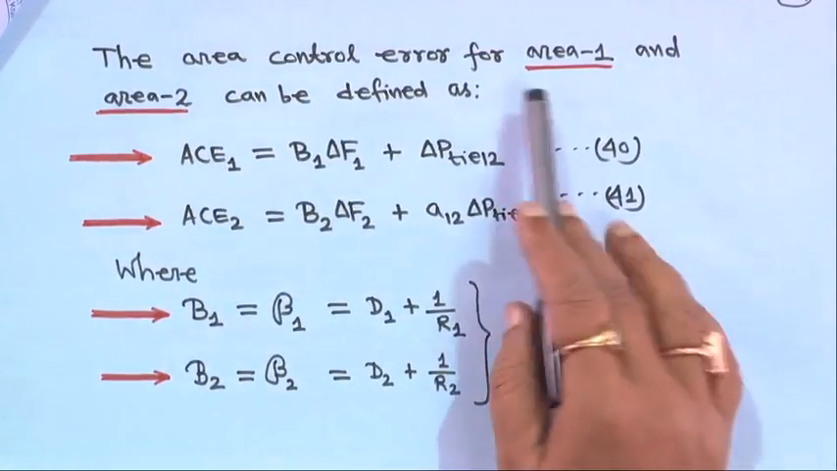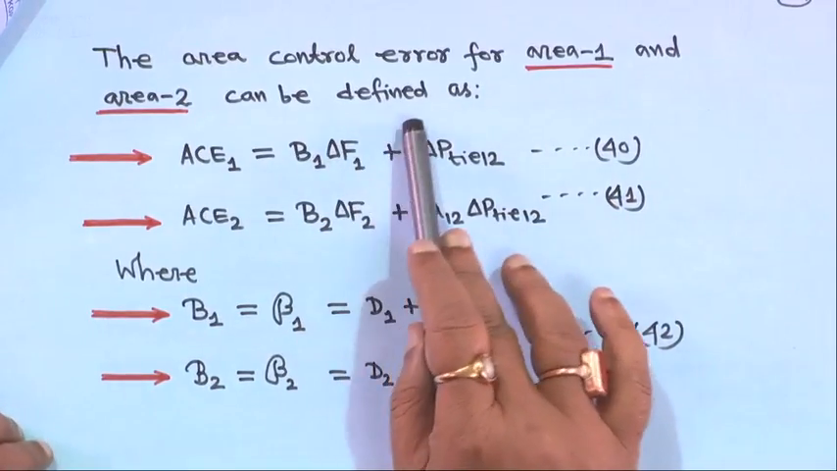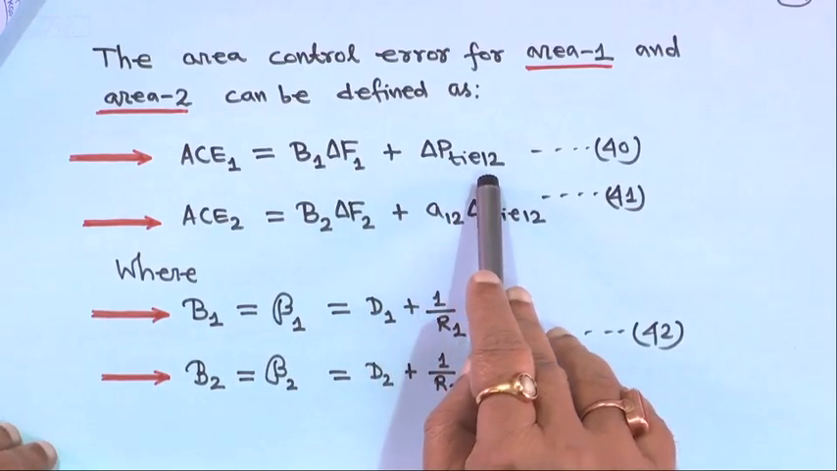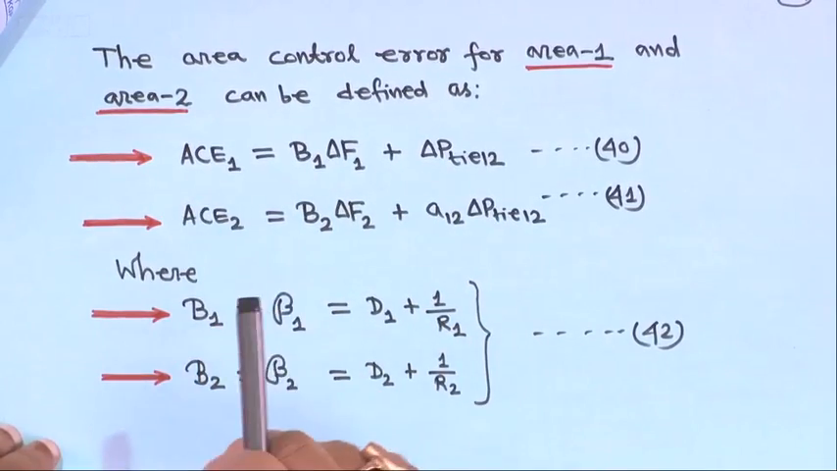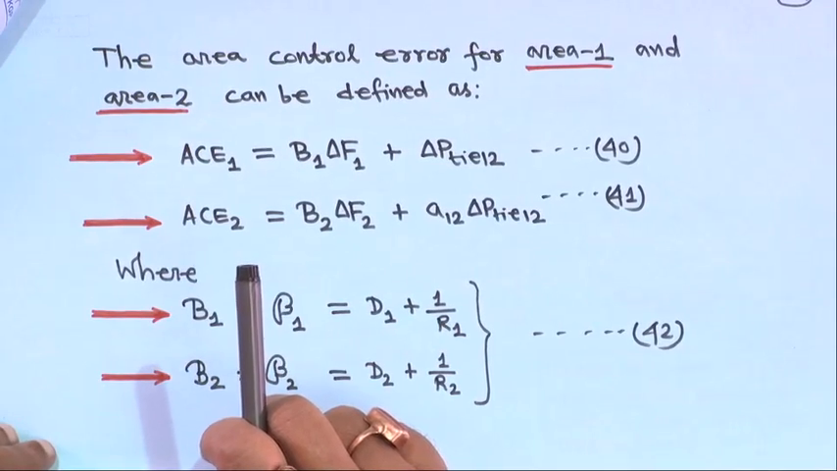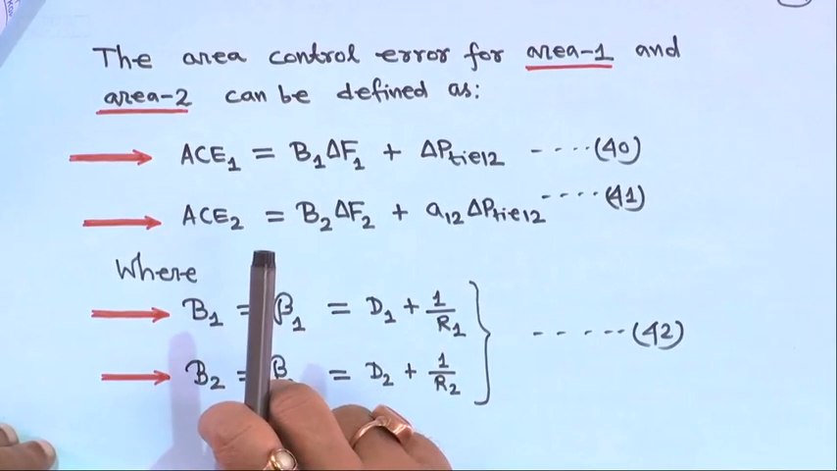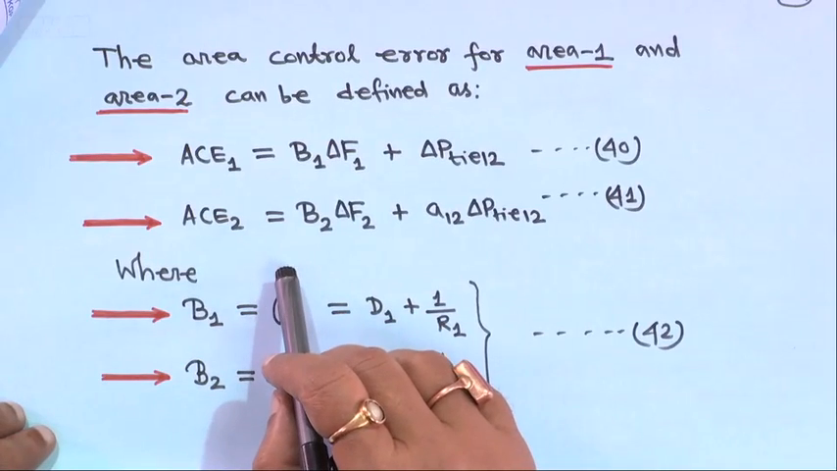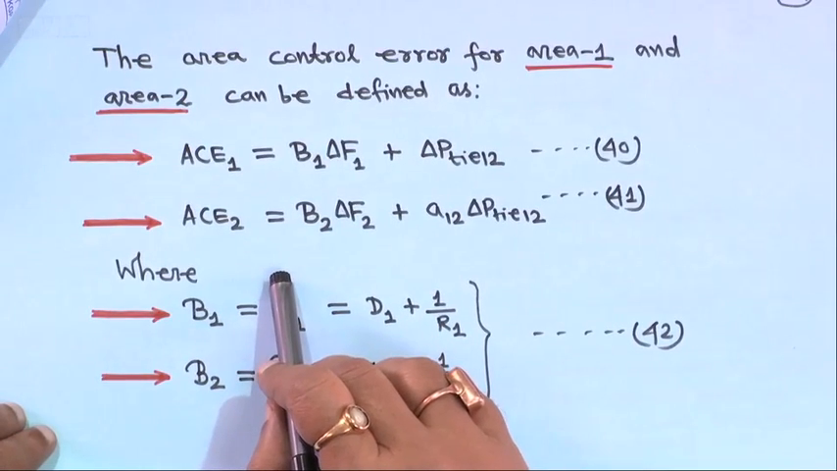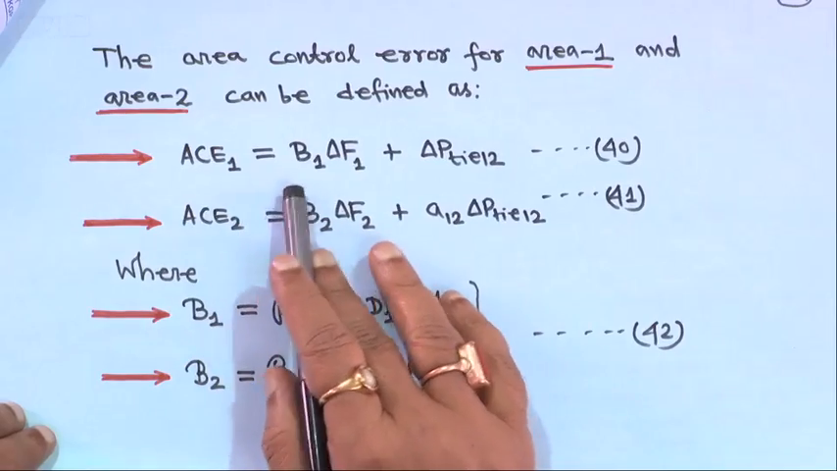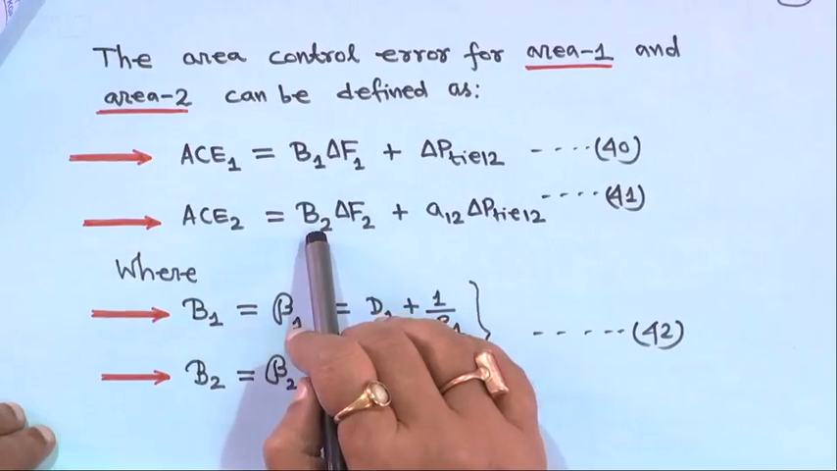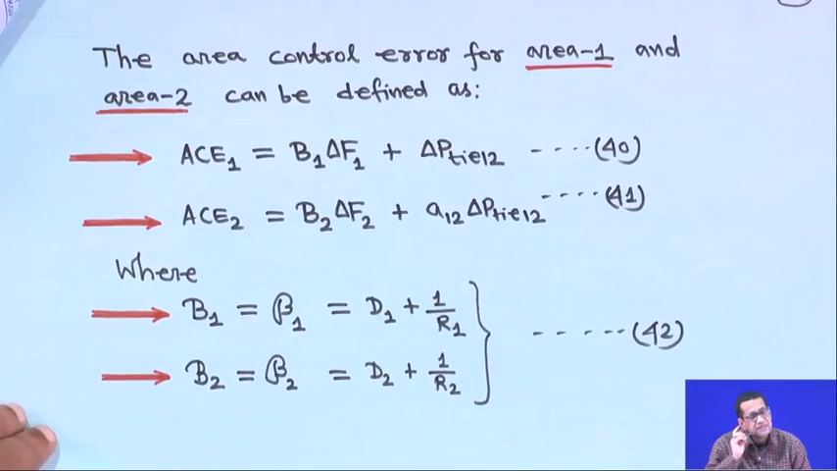Now, what is ACE? The area control error for area 1 and area 2 can be defined as follows: ACE1 will be B1 delta F1 plus delta P tie 1-2. We have seen the steady state error in general for frequency, delta F SS, for an isolated system, which is minus delta PL upon D plus 1 upon R, and D plus 1 upon R we call B1 or beta 1, the frequency response characteristic. So, this bias factor, B1 or B2 or in general the B parameter, is called the frequency bias constant.